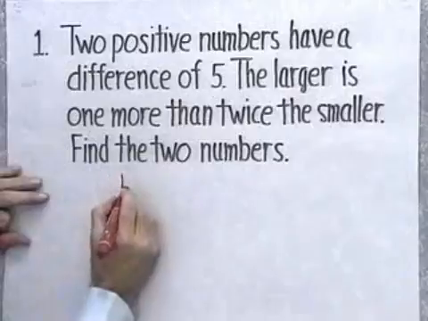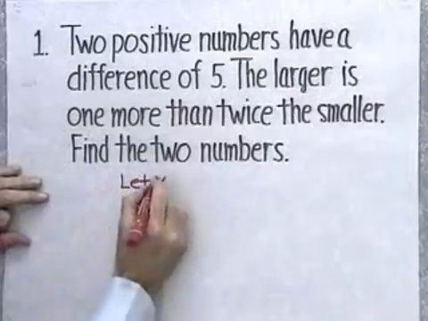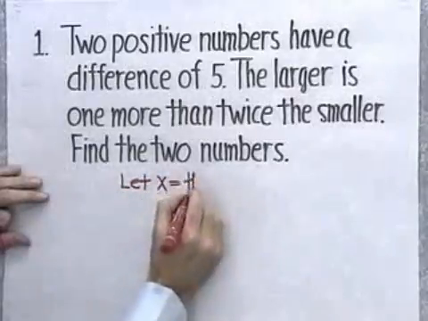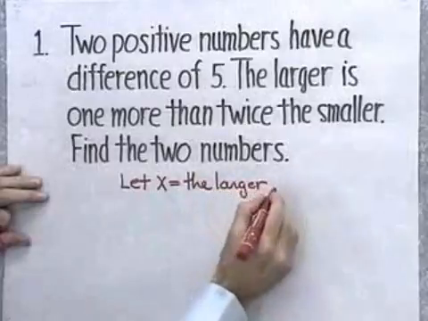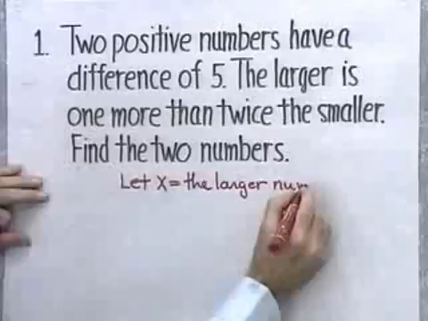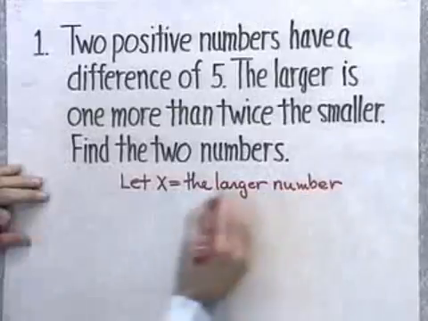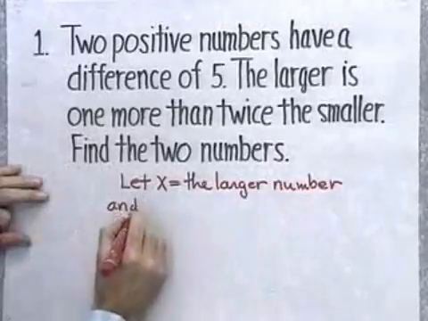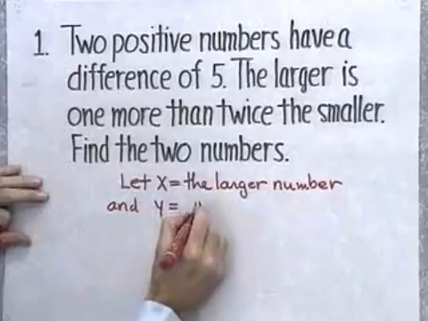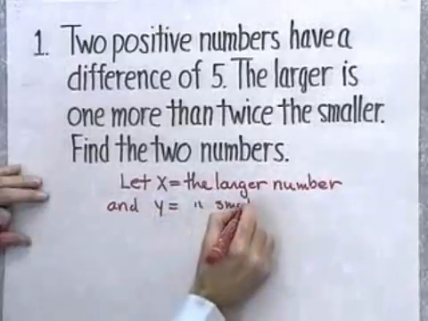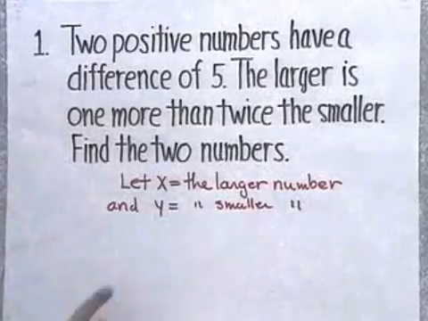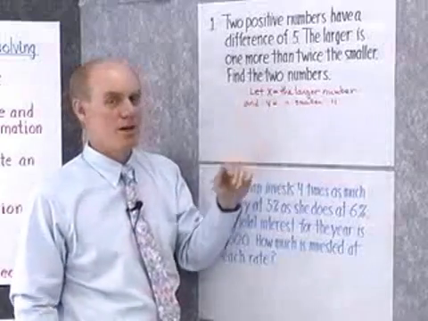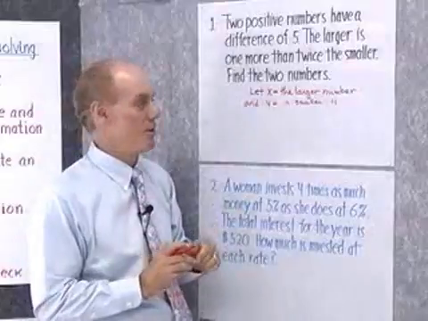I'm going to say let x equal the larger number and y equal the smaller number. Since we have two numbers that we're looking for, we can use two variables now because we know how to solve a system of equations in two variables.